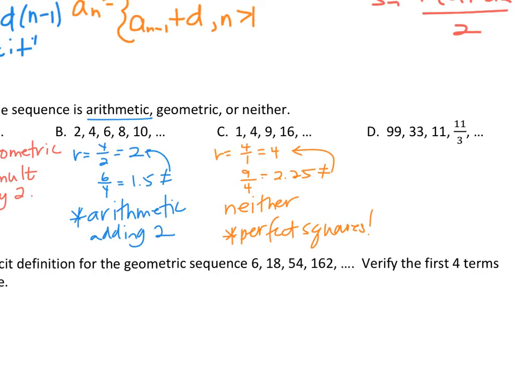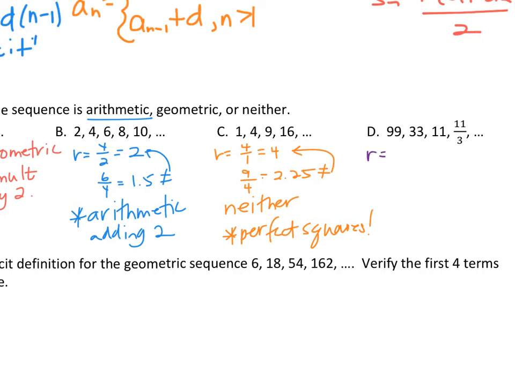Okay, that's kind of fun, something different. Let's try one more. 99, 33, 11, and then 11 thirds. Oh goodness, okay. Let's take a look here. It doesn't look like we're subtracting the same thing each time, so the pattern isn't arithmetic. Let's test and see if we have a geometric pattern here.